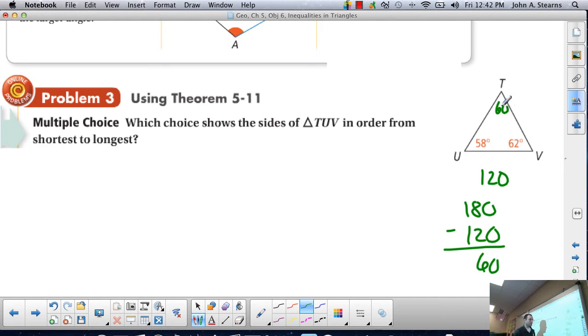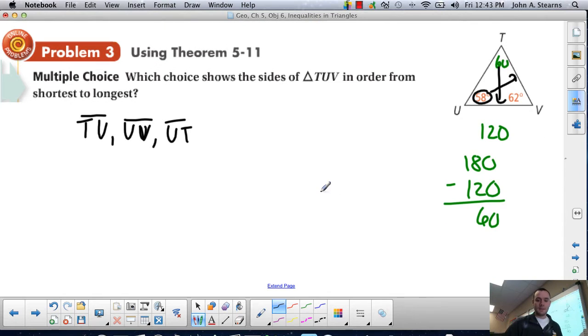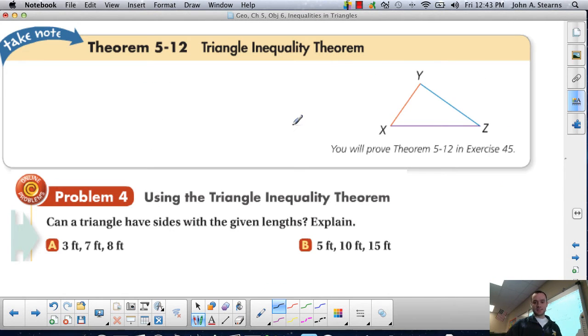Now the importance of the angles is that they indicate the length of the different sides. So 58 is our smallest angle, so TV would be the shortest side. So from shortest to longest, TV comes first. The next angle going up is 60 degrees, so the side opposite that 60 is UV. So UV is the next one in line, and that leaves us with UT as the longest side. And that makes sense because the longest side is opposite the largest angle. Okay, so that relates the angles to their sides.